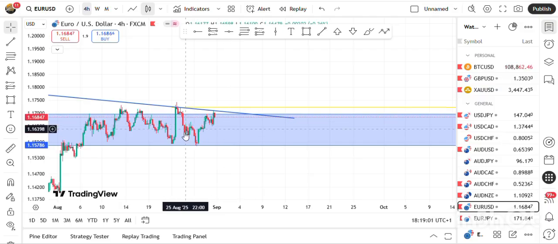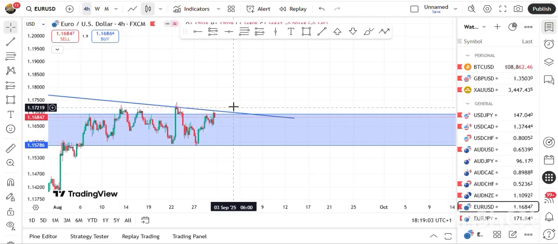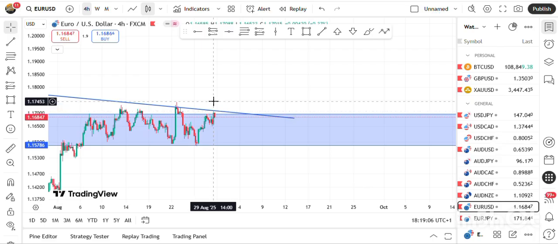Okay, so what I'm going to do, I'm just going to wait for this guy. I'll take this out now. I'll just wait for Euro USD to break, retest, and then give me a good trade. Very simple.